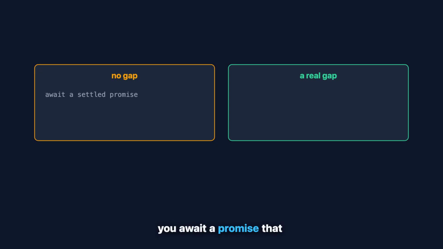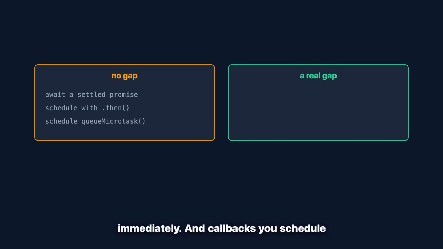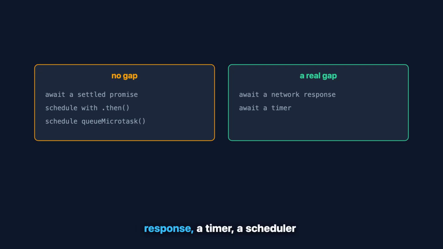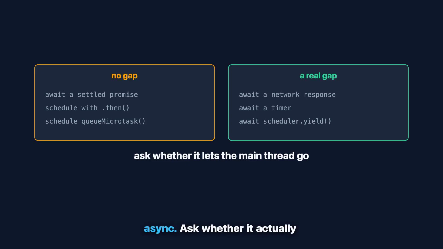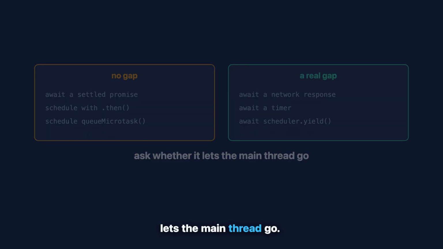If you await a promise that has already settled, your function is ready to continue almost immediately. And callbacks you schedule with .then or with queueMicrotask go on to that same high priority list. None of those gives the browser a useful gap on its own. But when you're genuinely waiting for something that hasn't happened yet, a network response, a timer, a scheduler yield, the browser can finish what it's doing and take its turn before your code becomes ready again. So, don't ask whether the code is async. Ask whether it actually lets the main thread go.